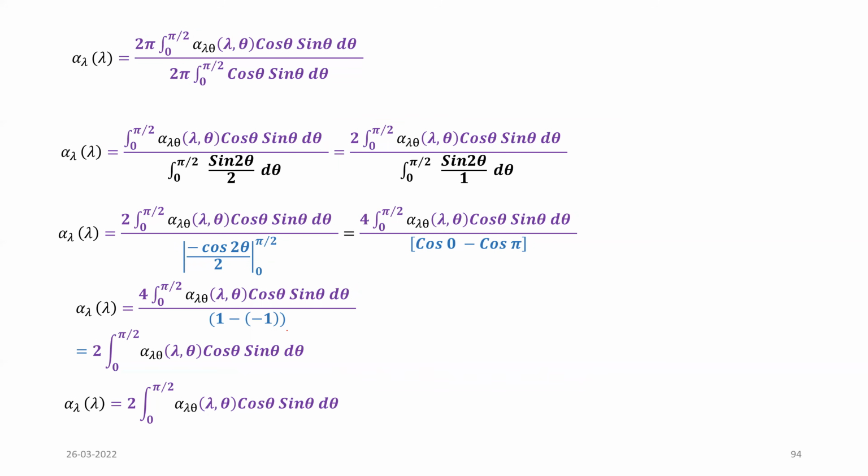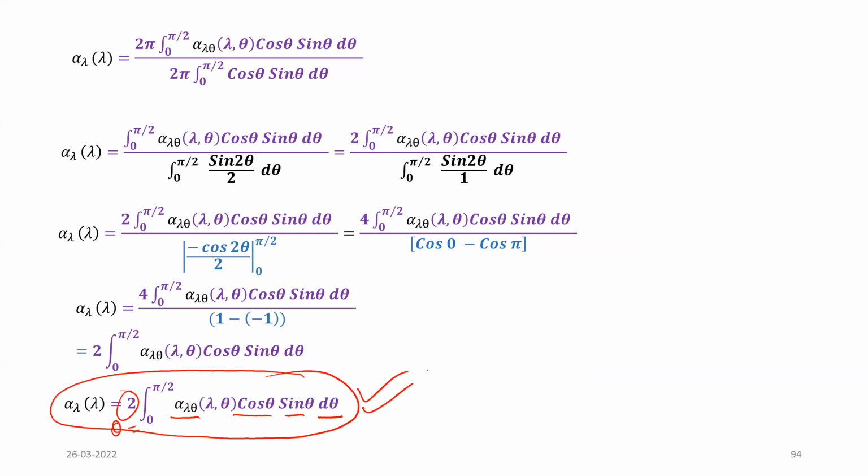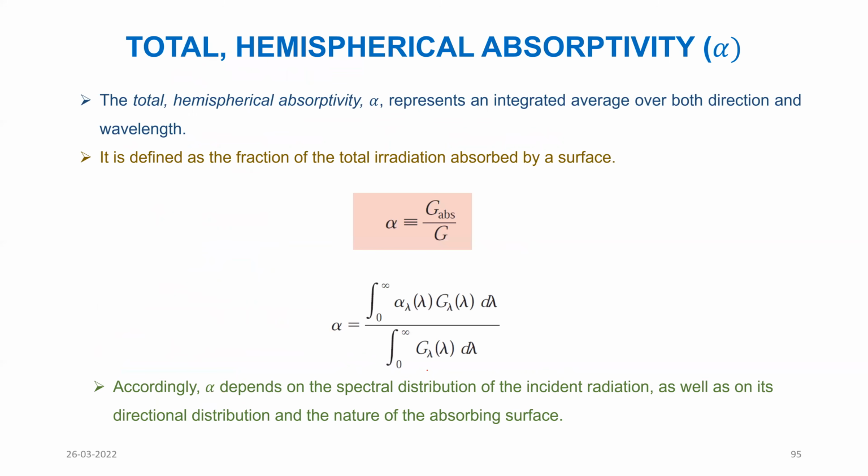This integration is quite simple, and you can also go through it; I am not going through it. So this is the value of alpha lambda, which is twice the integral of alpha lambda theta cos theta sin theta d theta, with theta varying between 0 to pi by 2, and there is a 2 in the denominator also. So that is how we can calculate the value of alpha lambda.